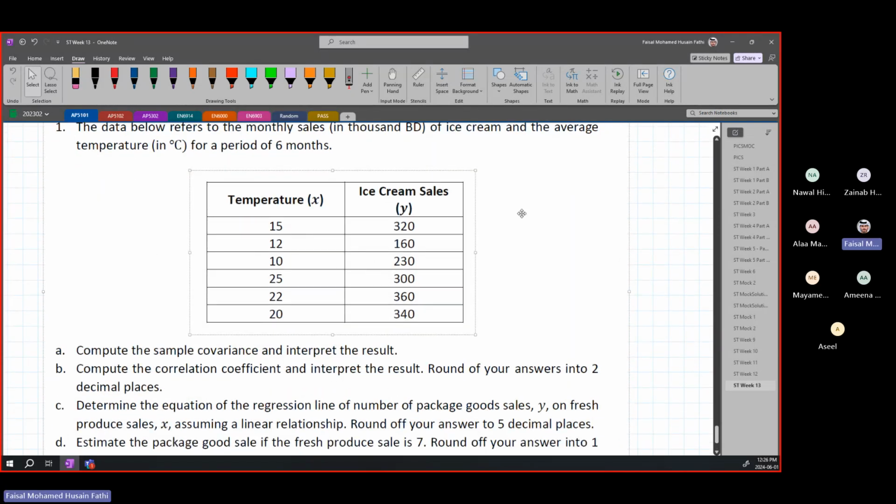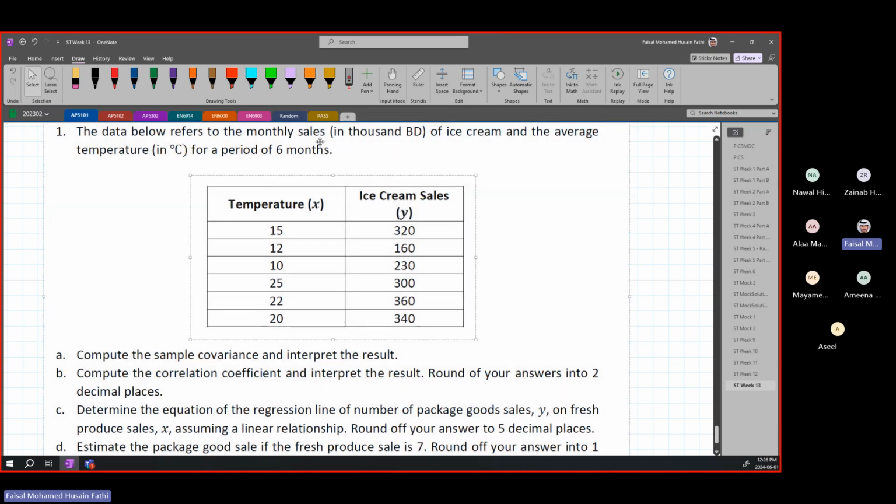Here the question says, the data below refers to the monthly sales in thousands of BD of ice cream and the average temperature for a period of 6 months. So they took this sample. Compute the sample covariance. We're talking about a sample now. They took this sample with these values for temperature, which they called X, and sales in thousands of BDs for the ice cream, Y. They're trying to find out if there's a relationship or correlation between temperature and ice cream sales.